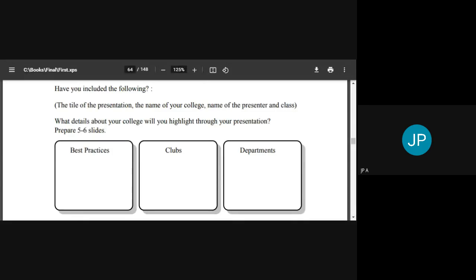So the amount of text in the slides should be minimum. That is a key thing that we have to notice, that in any slide, minimum text should be there. There should not be a lot of text. Minimum text.